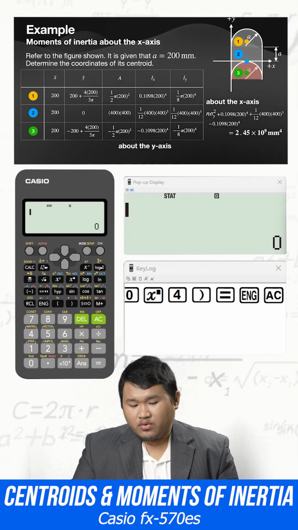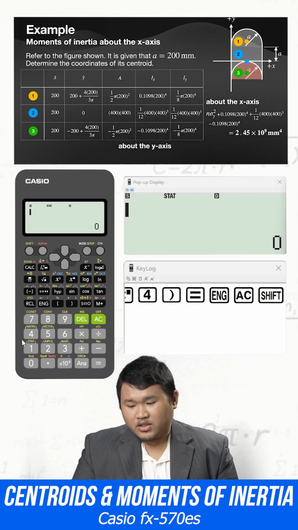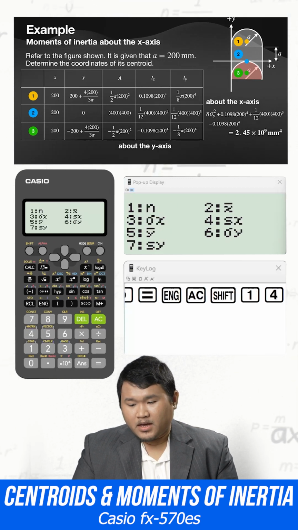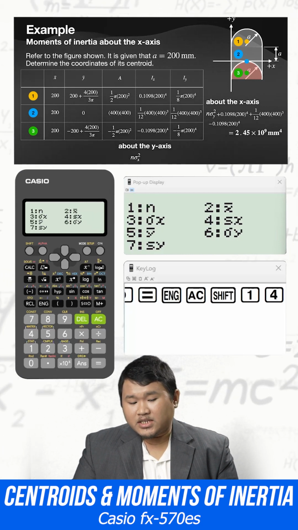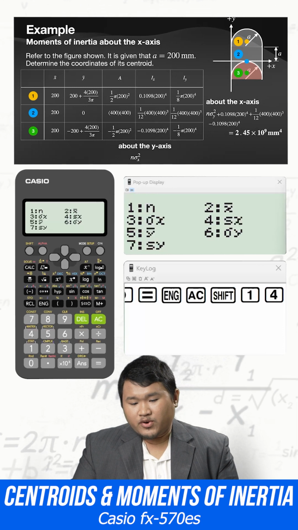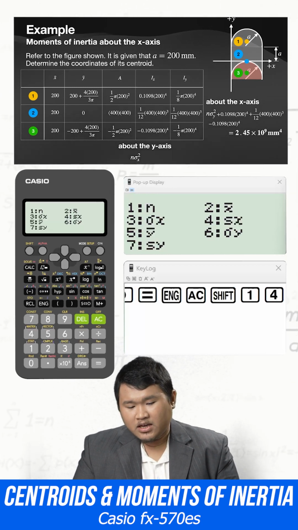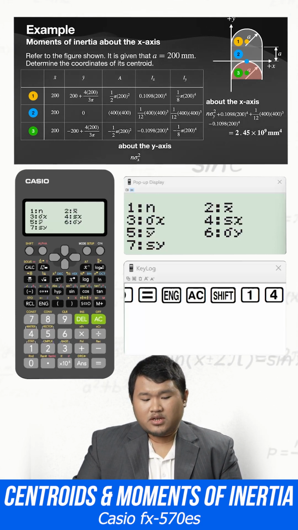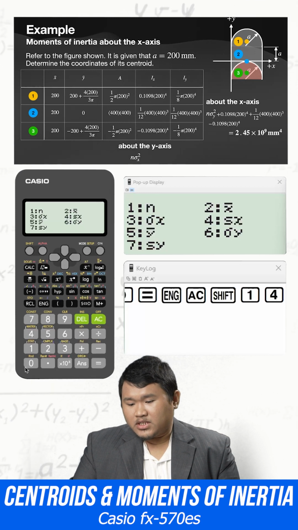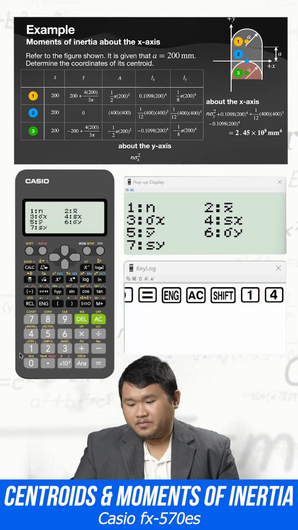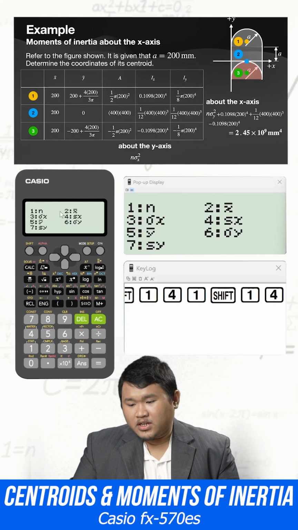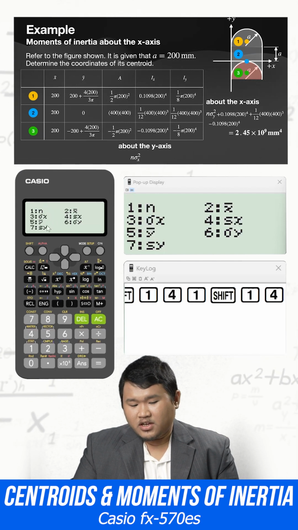So let's go again to shift and then 1, and then option 4 var, and then for the y-axis we will input the expression n sigma x squared. So don't be confused with this one. For the x-axis it's n sigma y squared, and for the y-axis it's n sigma x squared. So that's how the two differ. So let's input option 1 here. So that's n. And then shift 1, 4. And then let's get sigma x, option 3 here.